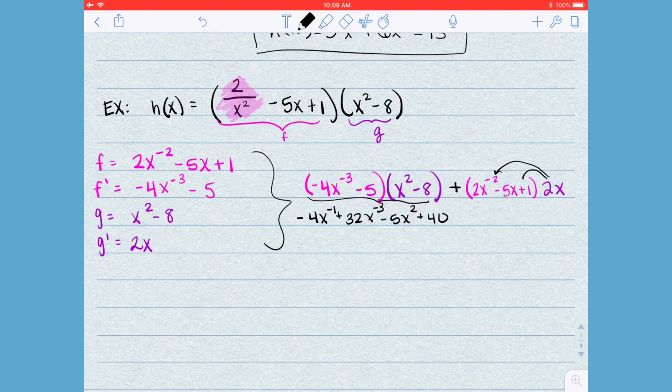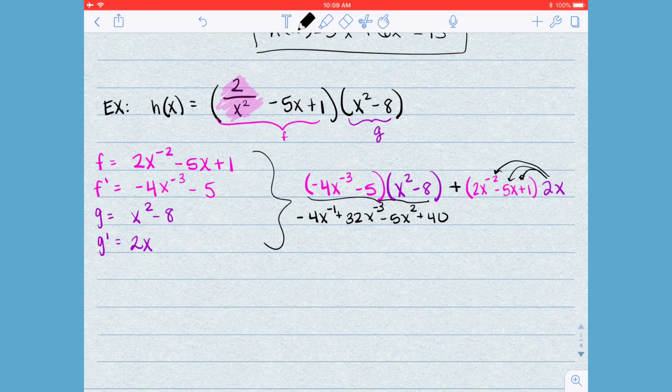And if I distribute this monomial into this trinomial, I end up with 4x to the negative 1 minus 10x squared plus 2x. And if I begin to combine like terms, I have the negative 1 powers here, I have my squared powers here. Those are the only things that can be combined. But these terms end up canceling one another out. And I'm left with 32x to the negative 3 minus 15x squared plus 2x plus 40.